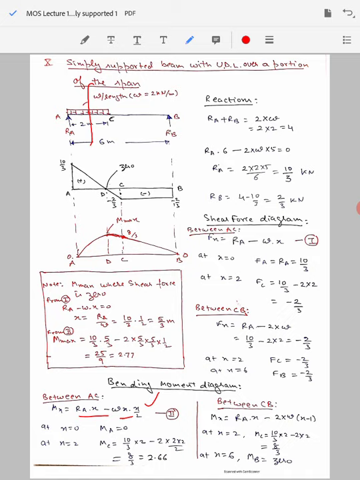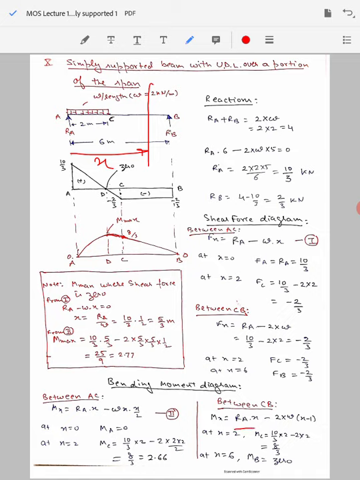You evaluate this equation for both x equal to 0 and x equal to 2. So that gives you the value of MA equal to 0 and MC equal to 8 by 3, which is nothing but 2.66. We can write the equation for the segment CB. So once we assume the beam to cut somewhere here between C and B, this distance is here x. So RA into x will be the first moment that is acting.